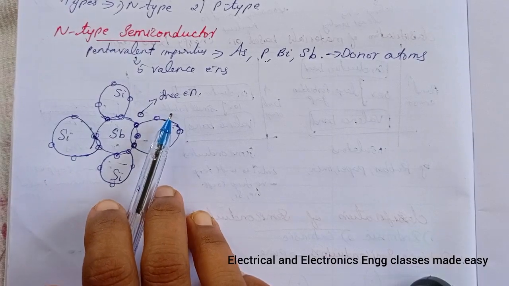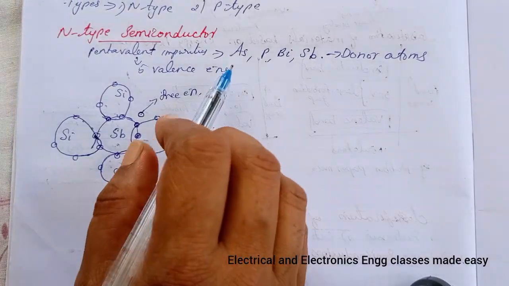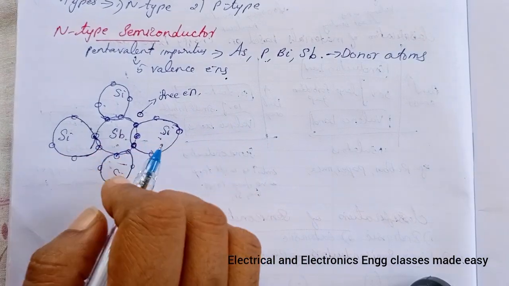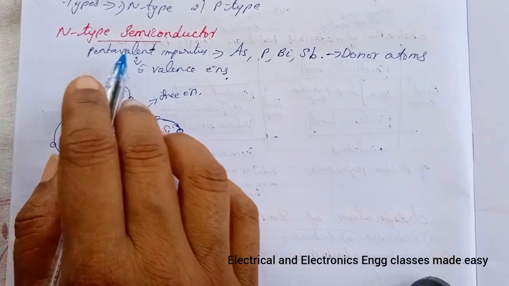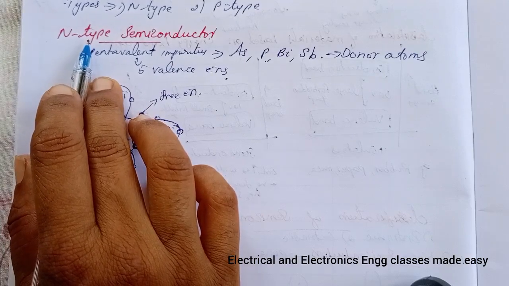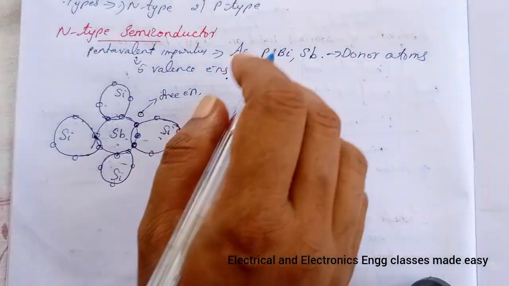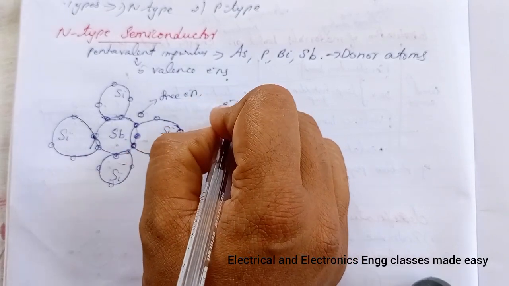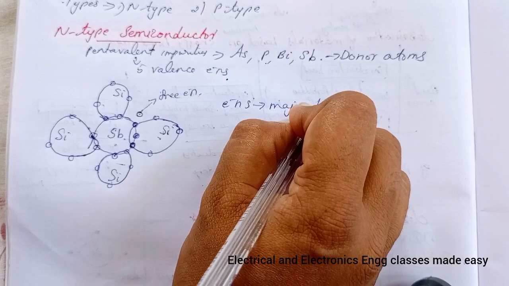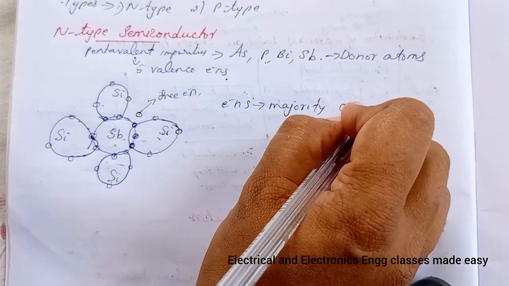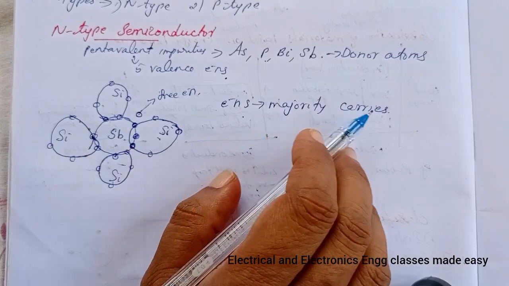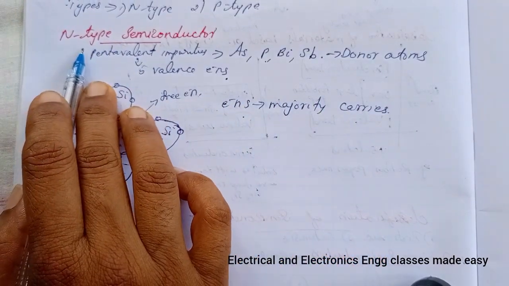Here most of the current carriers are electrons. Silicon doped with pentavalent atoms is an N-type semiconductor, N for the negative charge of the electron. The electrons are called majority carriers in N-type materials.